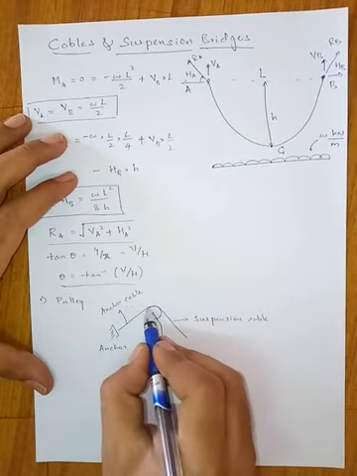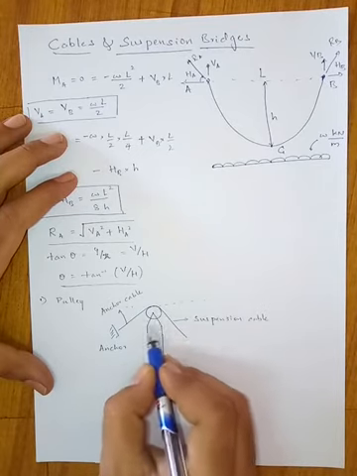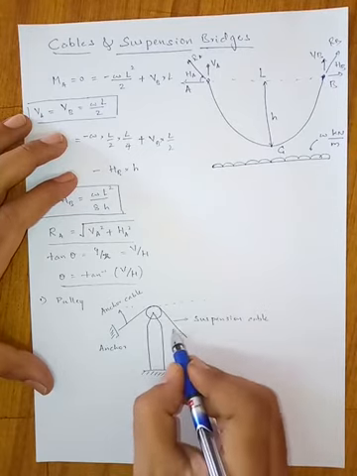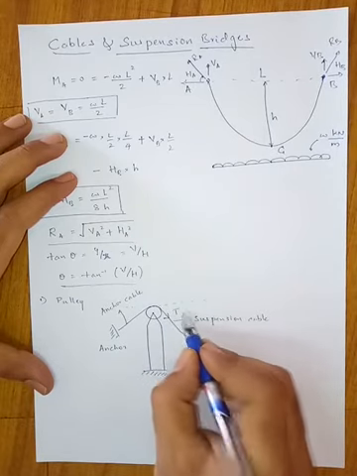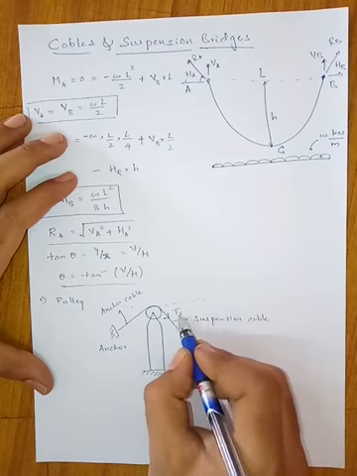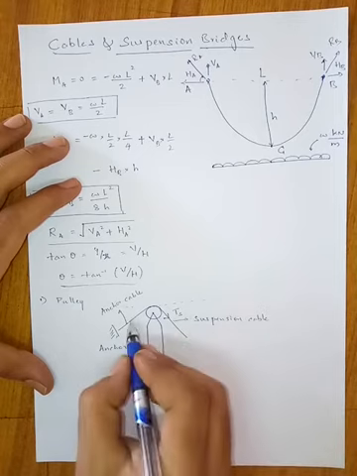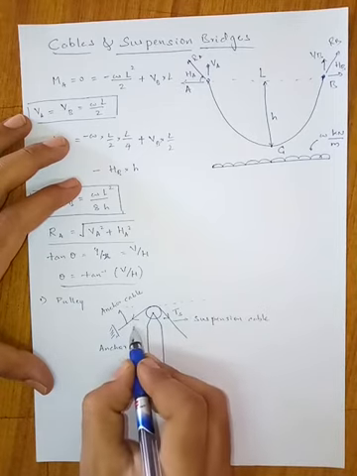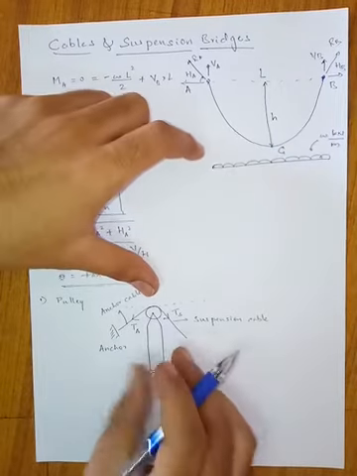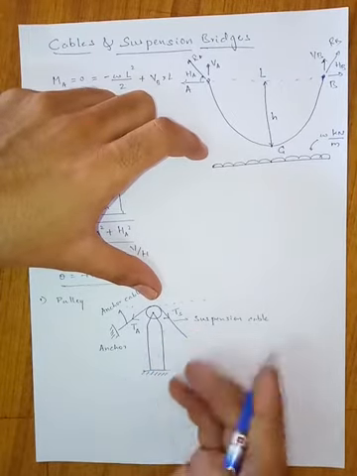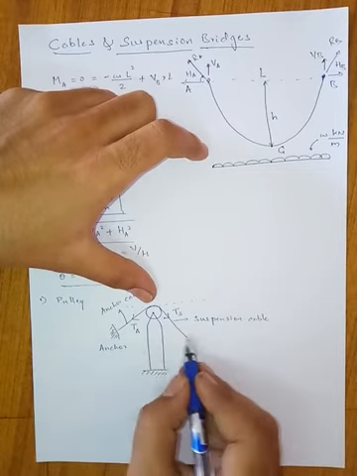Here this pulley is free to rotate about the center. Here the suspension cable is having some tension T. Since it is the suspension cable, I'll call the tension in the suspension cable TS, and since this is the tension in the anchorage cable, I'll call this TA. Both are suspended on either side.